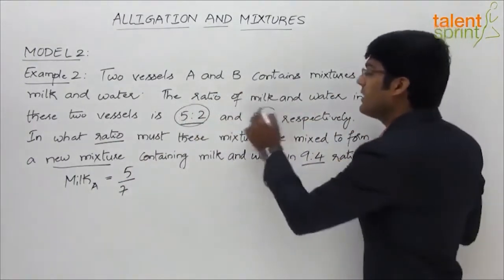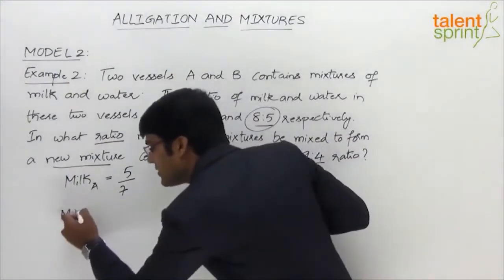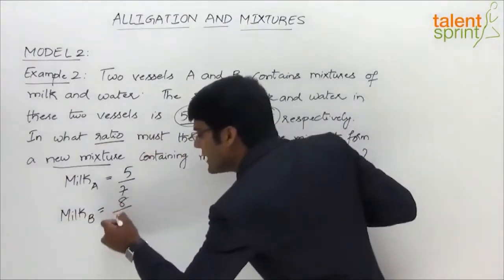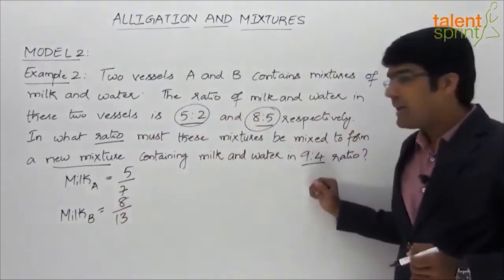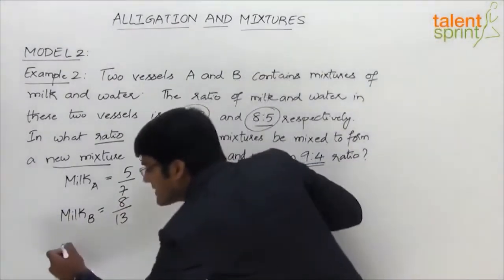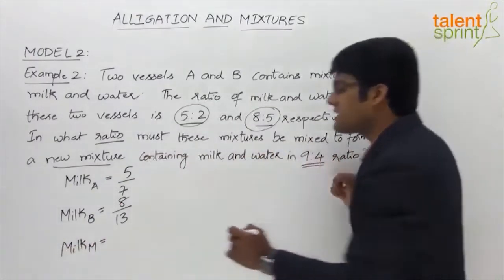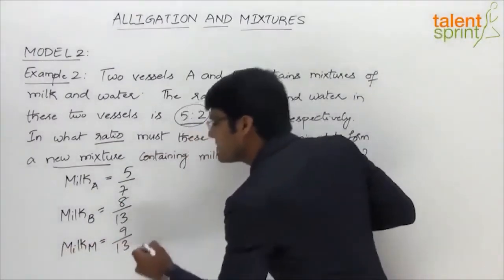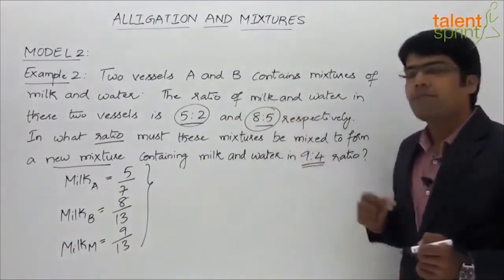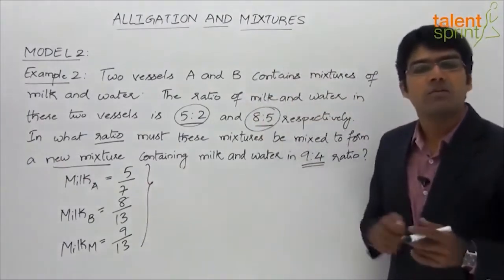Likewise, in the second one, the ratio of milk to water is 8:5. So we can say that the strength of milk in vessel B is 8 parts out of total 8 plus 5, 13 parts. And in the final mixture, the ratio is 9:4. So the strength of milk in the final mixture will be equal to 9 parts out of total 13 parts. So these are the strengths of milk in vessel A, vessel B and in the final mixture. By applying the alligation rule to these three strengths, we can find out the ratio of the quantities.